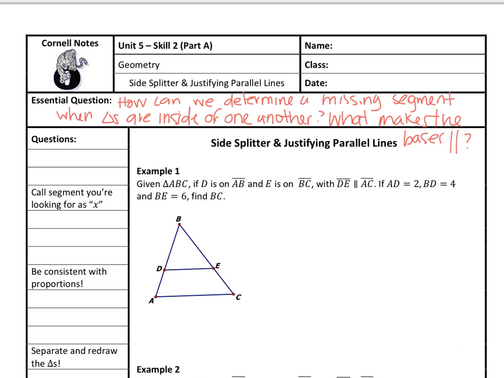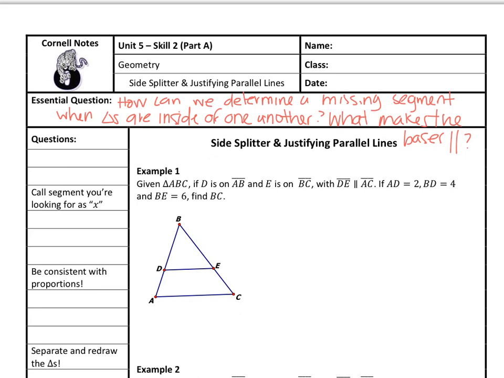We're taking a look at Unit 5, Skill 2, Part A. There are actually 3 parts for Skill 2, A, B, and C, so today we're just going to focus on one of them. Our essential question says, how can we determine a missing segment when triangles are inside of one another? And what makes the bases parallel? So we're taking a look at side splitter and justifying parallel lines here.